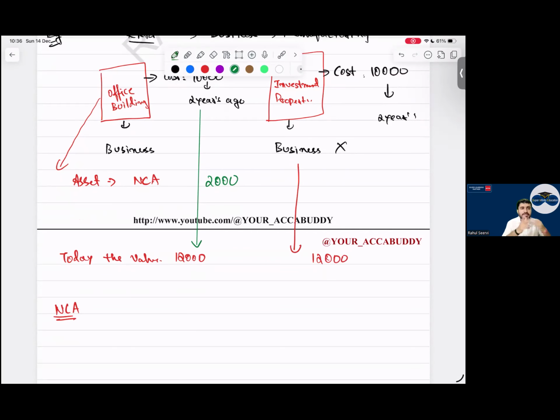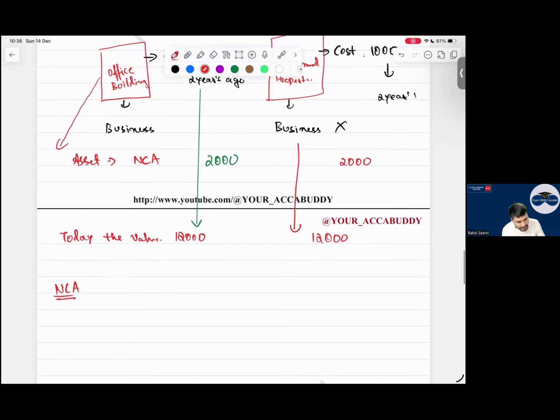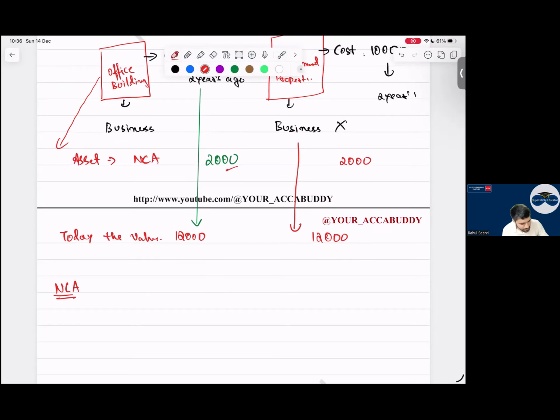What is the increase in the value, everyone? Increase कितना है? What is the increase in the value? 2,000. 2,000 increase in the value. Now say me, this 2,000 is also an increase. Now where will you record this 2,000 increase? Where will you record it?